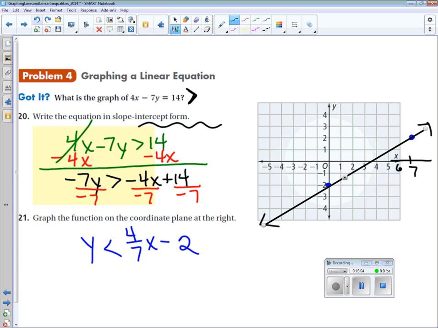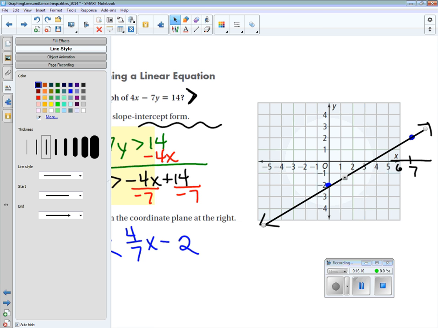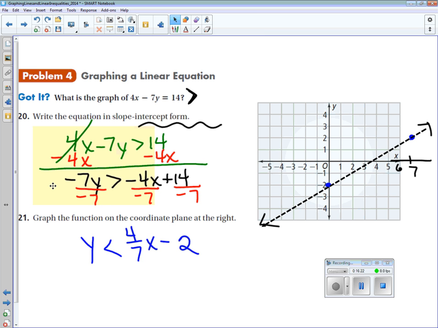Perfect. Because this inequality does not have an equal sign underneath it, that means that it's going to be a dotted line. So we need to make sure that we change it to a dotted line. Okay? So I'm going to do that. It's now dotted. Okay? I'm fancy. I have smartboard skills. So make yours a dotted line. And I'm still not finished.